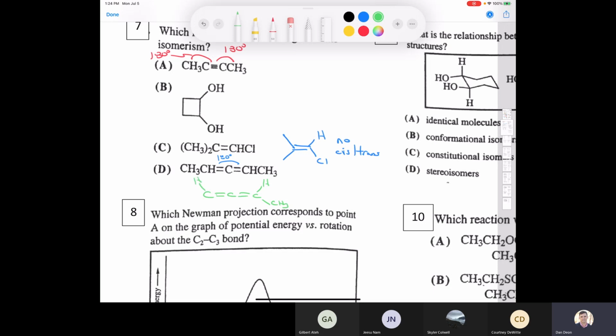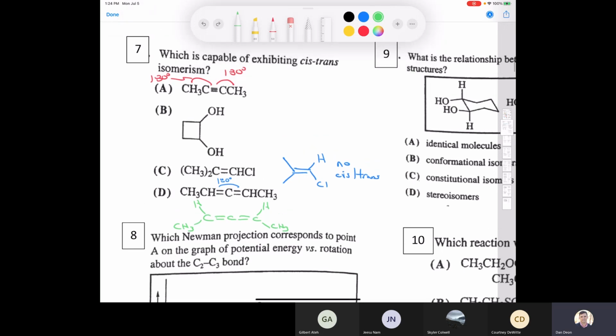Then you've got a hydrogen here and a methyl group down here like this. But these are separated by 2 double bonds, so that's not cis-trans isomerism. So that's not an example. But B could exhibit cis-trans isomerism, couldn't it?